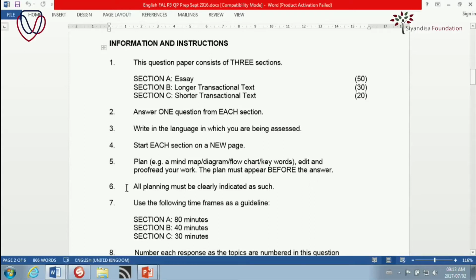Now, going on slightly, all planning must be clearly indicated as such. That is really important. Please, people. Often, I have seen papers where I just wasn't certain where the planning stopped and where the actual essay began. So, please, you must actually say planning above your planning. And above your final copy of your essay, you must write there, final neat copy. It makes it so much easier for the marker.